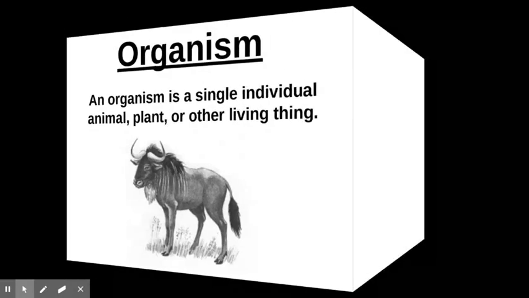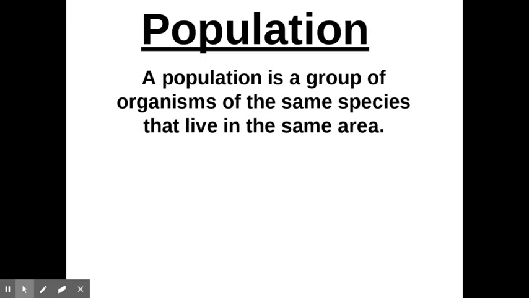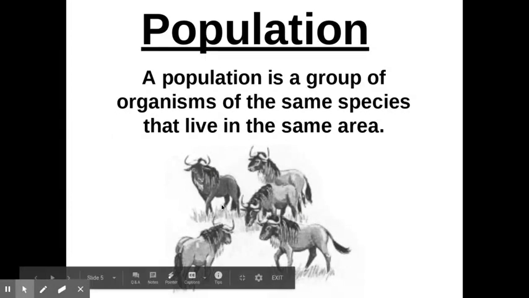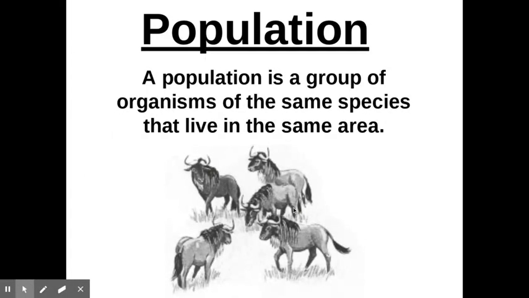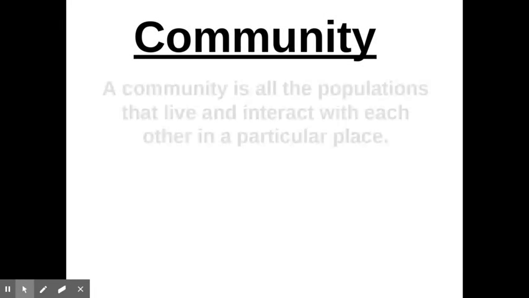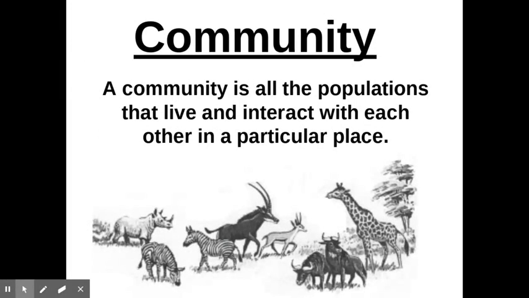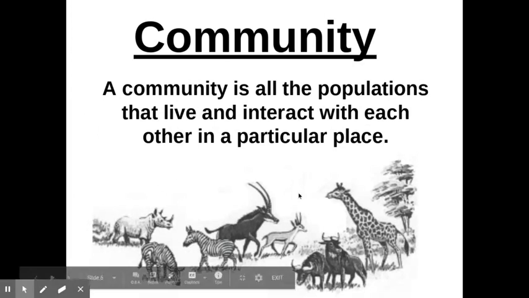Okay. Next, we have a population. So a population is a group of organisms of the same species that live in the same area. Okay? So our picture went from one wildebeest to a whole herd, or a whole population, of wildebeest. Next, we have a community. A community is all the populations that live and interact with each other in a particular place. So all of these animals here are interacting with each other and they live in a very particular area.